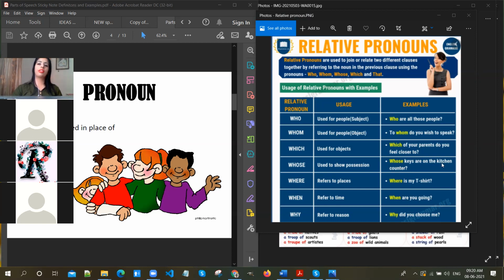Whose keys are on the kitchen counter, whose keys, right? At that time we will be using whose. Next is where. Where refers to places, like where is my t-shirt, where are you going. When refers to time, when are you going, right? When is very simple. When are you going, when refers to time.